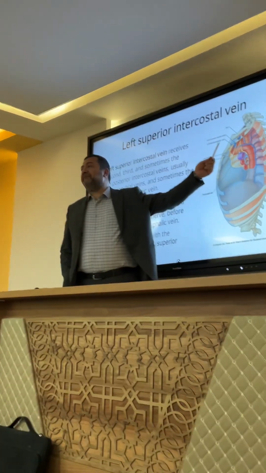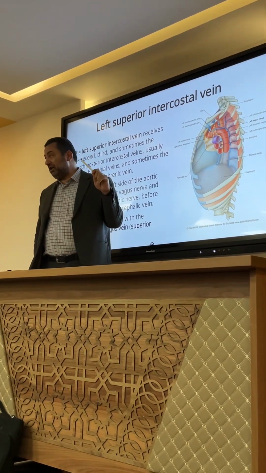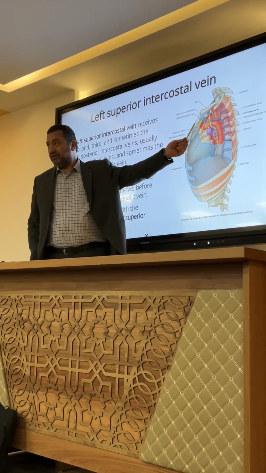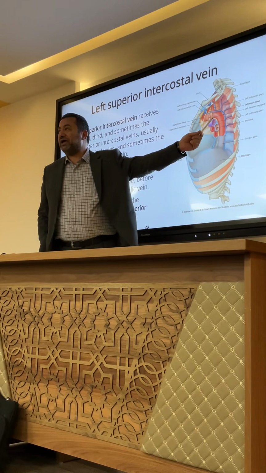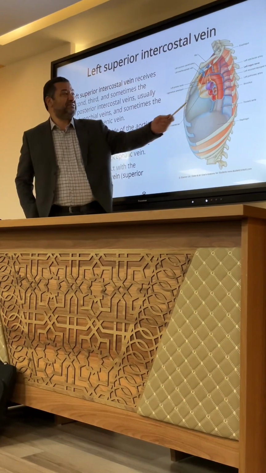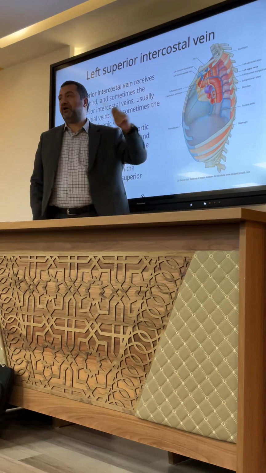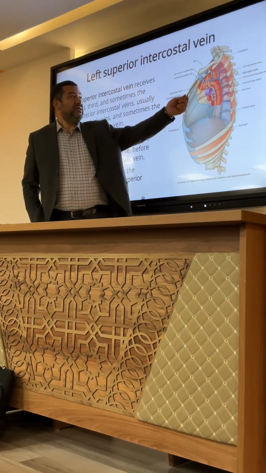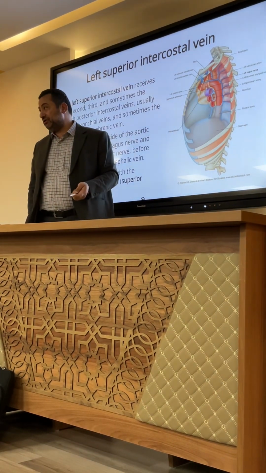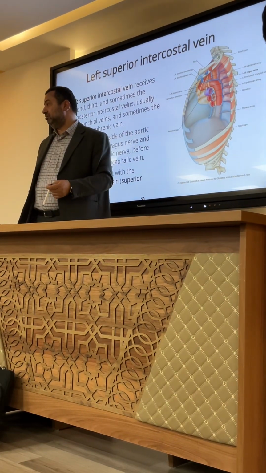This is left superior intercostal vein. Here. Okay? It may connect to accessory hemiazygous vein. This is accessory hemiazygous vein. This is left vagus nerve and this one is left phrenic nerve. And here is arc of aorta. Is it clear?